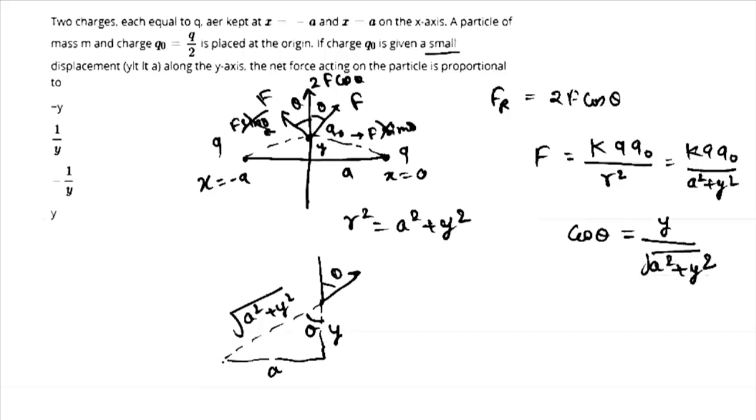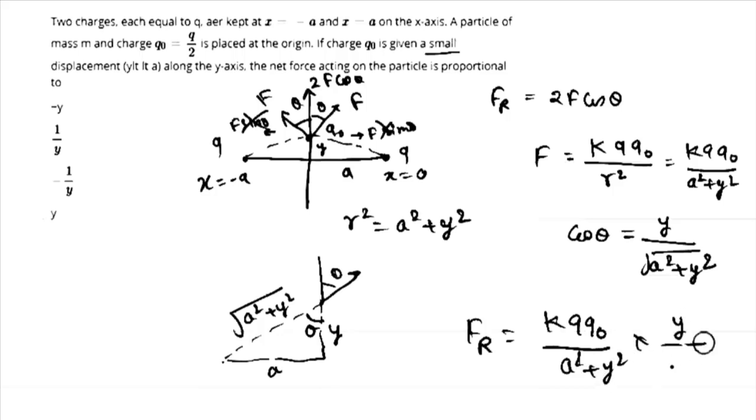So just put these two values in this expression, right? It will be kq₀/(a² + y²) times y/√(a² + y²). So finally you will get the expression of Fr as kq₀ times y over (a² + y²), with a 3/2 power also.